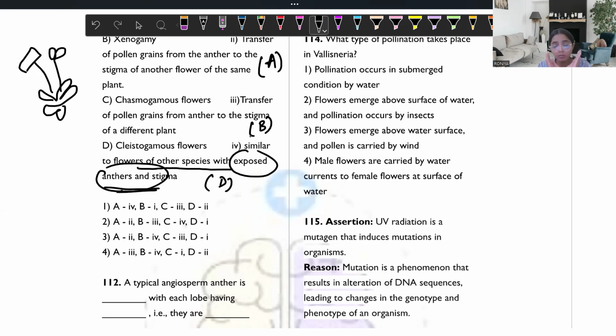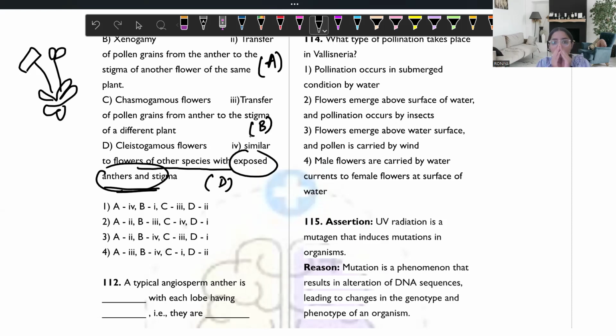If the stigma is exposed, then only pollen grain from the other flower will come and land on the stigma. If the stigma is not exposed, then there cannot be cross-pollination. Okay, understood. And what is cross-pollination? Cross-pollination is pollination between two different flowers. So cross-pollination cannot occur in cleistogamous or closed flowers because the stigma is not exposed.